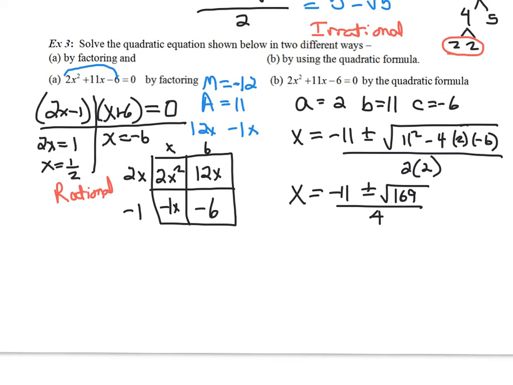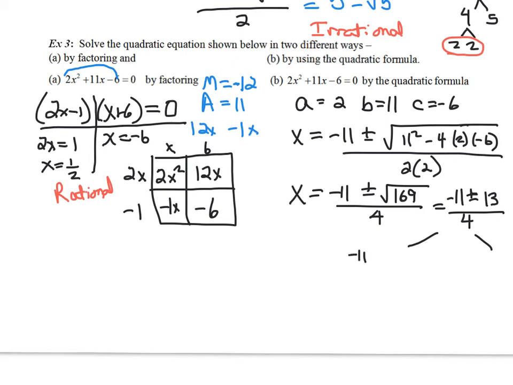Let's take a look at my partial solution. Notice I haven't simplified my radical yet. I identified A as 2, B as 11, and C as negative 6. So substitute those values into our quadratic formula and see that we get a square root of 169. Well, 169 happens to be a perfect square, so I'm not going to have a radical left in my answer. So right now I've got negative 11 plus or minus the square root of 169, which is 13, all over the number 4.